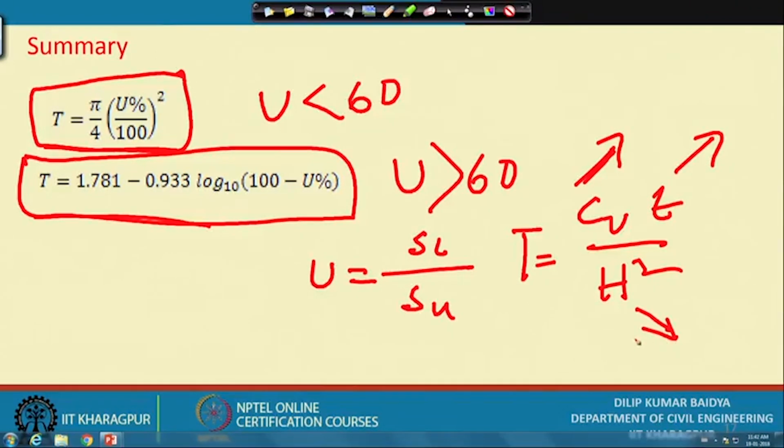Here two things are important to remember. One is the units: Cv, t and H, all units should be consistent. Sometimes Cv will be given in meter per second, and here you are using hours or days, and that will be a problem. So all units have to be converted to consistent units, and then you will get the correct result.